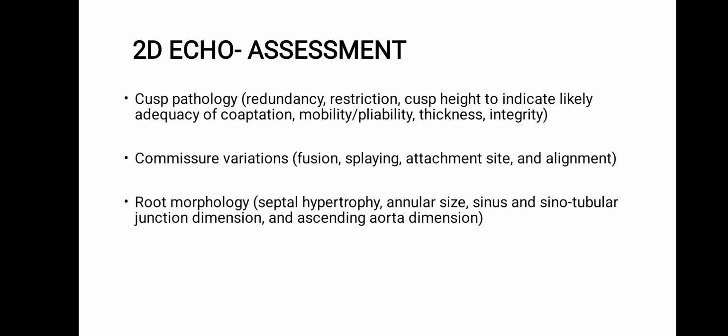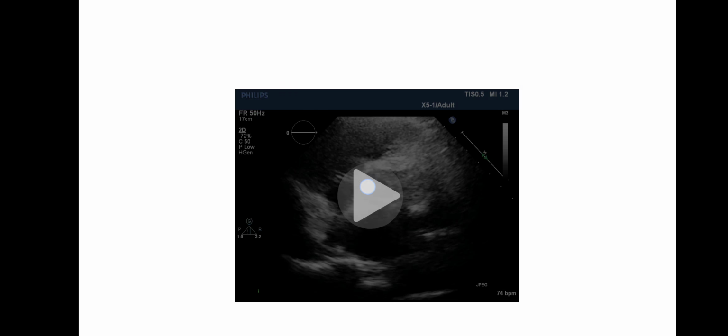2D echo assessment, cusp pathology. Look at the aortic cusp: redundancy, restriction, cusp height to indicate likely adequacy of coaptation, mobility, pliability, thickness, integrity. Commissure variation, fusion, splaying, attachment site and alignment. Root morphology: septal hypertrophy, annular size, sinuses and sinotubular junction dimension, ascending aorta dimension.